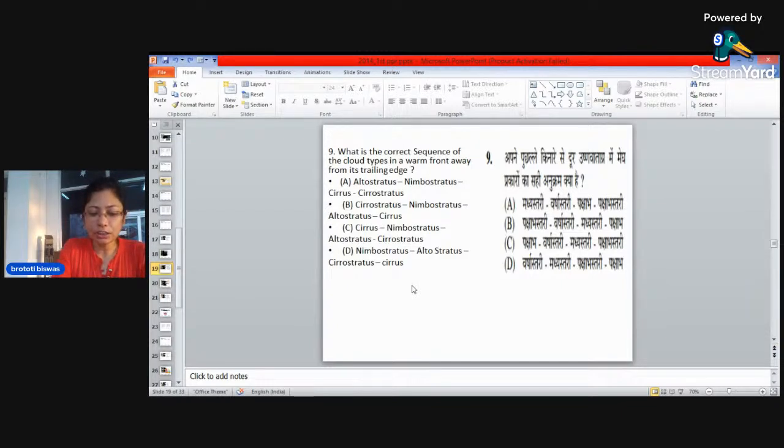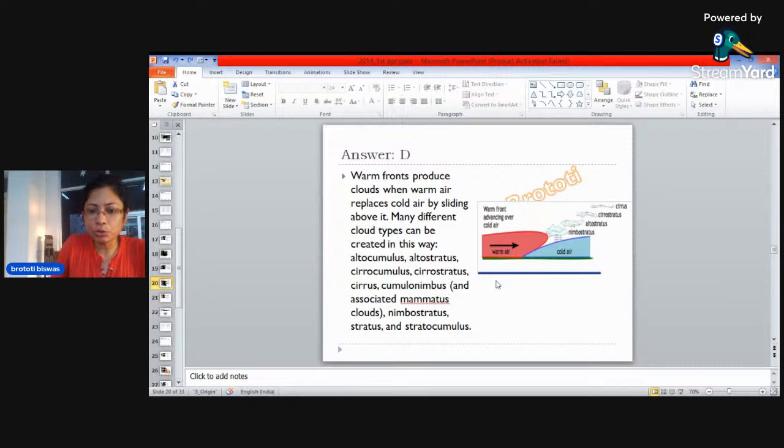Okay, so here you are seeing certain... What is the question? The question is, what is the correct sequence of the cloud types in a warm front away from its trailing edge? So for this, you need to know about the warm front, about the cold fronts, and about the various clouds that are formed.